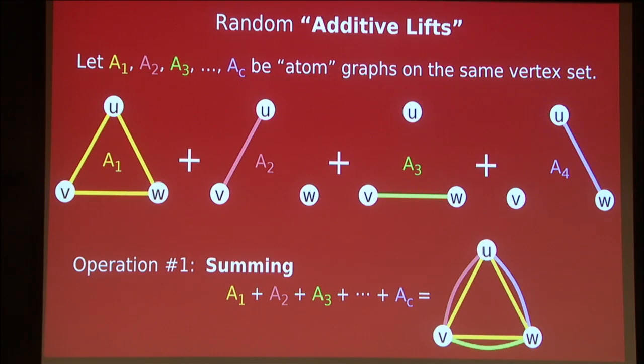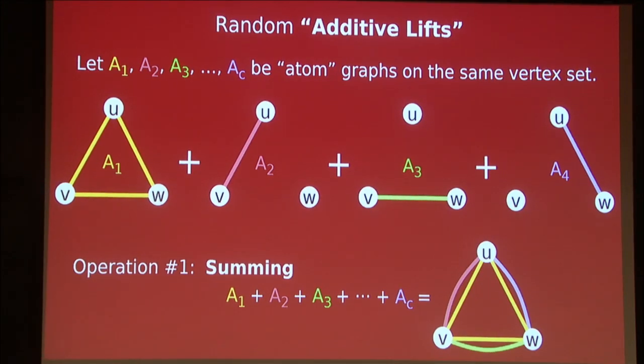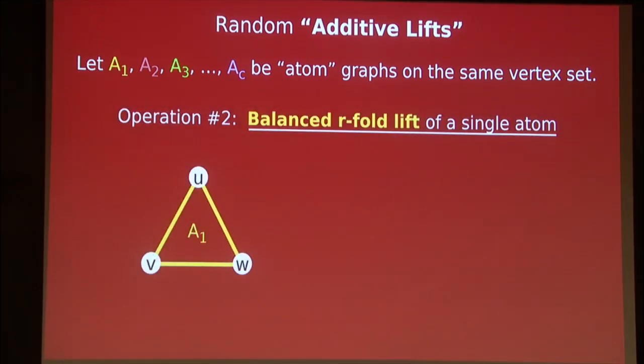Now I'll tell you the more important operation, which is balanced lifting. This operation of balanced lifting applies to single atoms. Basically, we're going to do a balanced lift to each of the atoms and then sum the results together. So let me tell you what the balanced lift of a single graph is, by example, with this triangle. A balanced lift is actually a special case of the usual kind of lift, as we'll see. If you don't know what that is, you'll know at the end of this explanation.